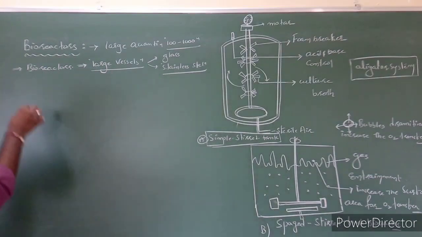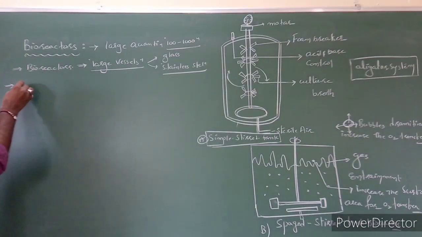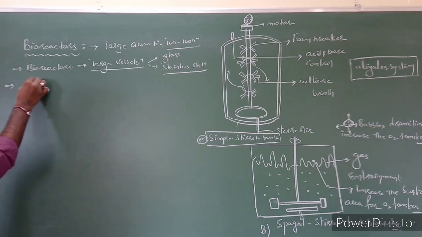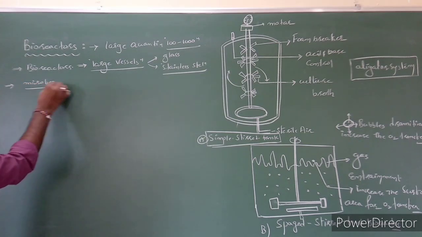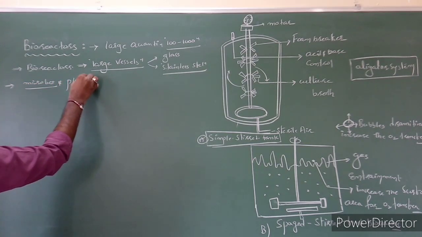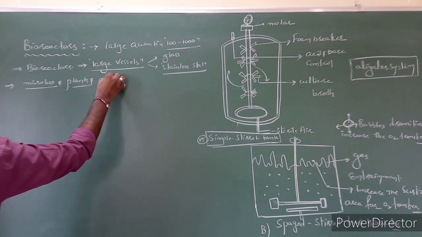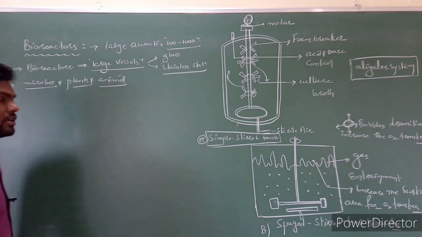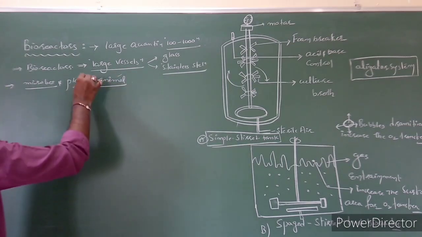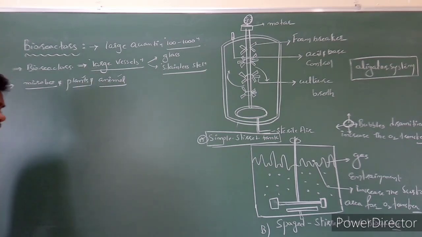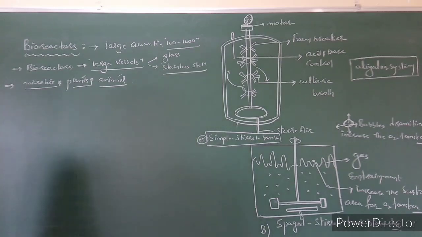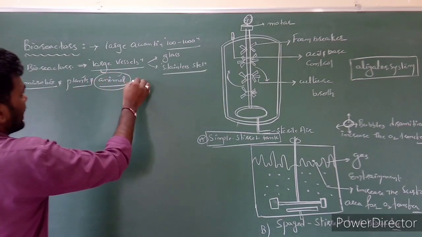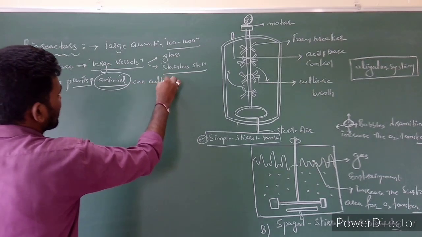In these bioreactors, we are adding microbes, like plant cells or animal cells. For animal cell culture we can use these bioreactors, for plant cell culture we can also use these bioreactors, and for microbe culture also. But these bioreactors are mostly used for animal cell culture.